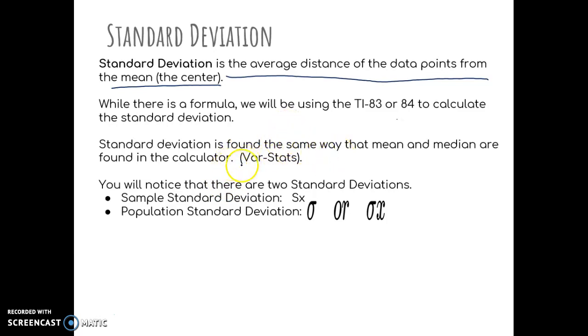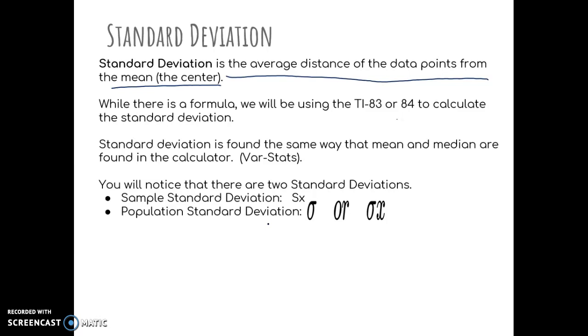We're going to go to var stats. When you go to var stats, you'll get your x bar, you'll get your median, but there are many other numbers that it gives you. Two of those numbers are standard deviations, so this is where you have to be careful. There's not one type of standard deviation. There are two: a sample standard deviation and a population standard deviation. There was a sample mean and a population mean as well, but the process to find both of them is pretty much the same.